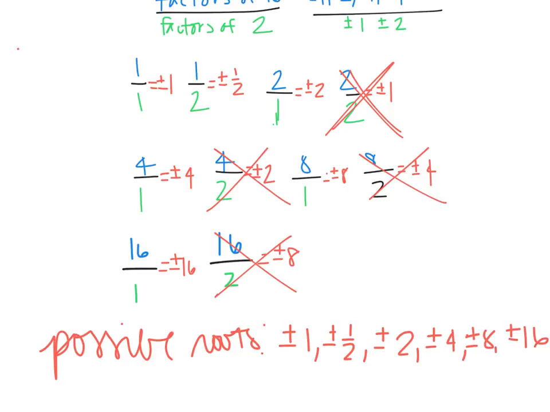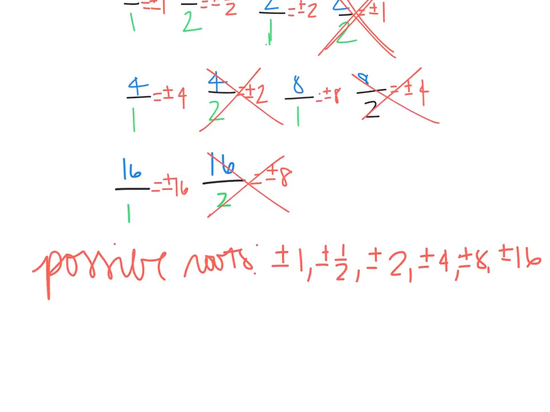So those are my possible roots. So for the top half of your assignment, that's all you're doing. That's all you're finding is the possible roots. You're not doing anything else with it.